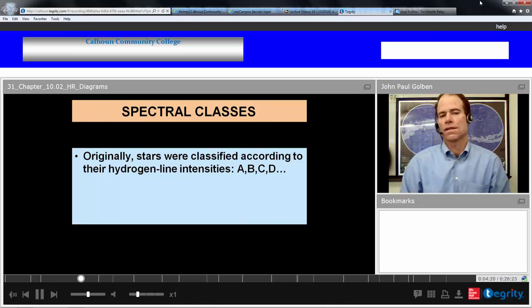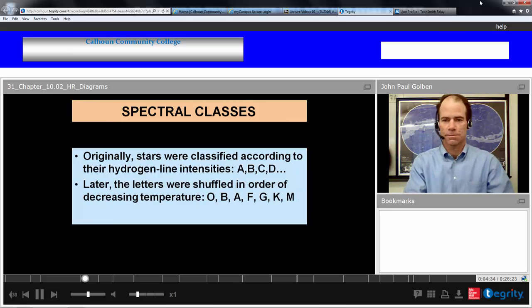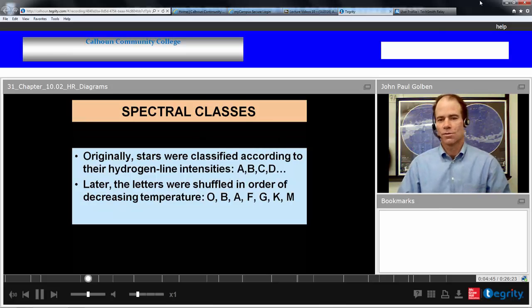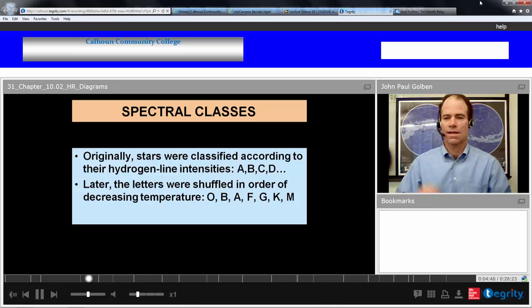So we would say that originally stars were classified according to their hydrogen line intensities, and those started out A, B, C, D, and so forth. But it was found that this was actually not the best way to classify according to temperature. And later the letters were reshuffled in order of decreasing temperature. So as they were reshuffled, it turned out that O was actually the hottest, B was the second hottest, then A, F, G, K, M in order, like that.